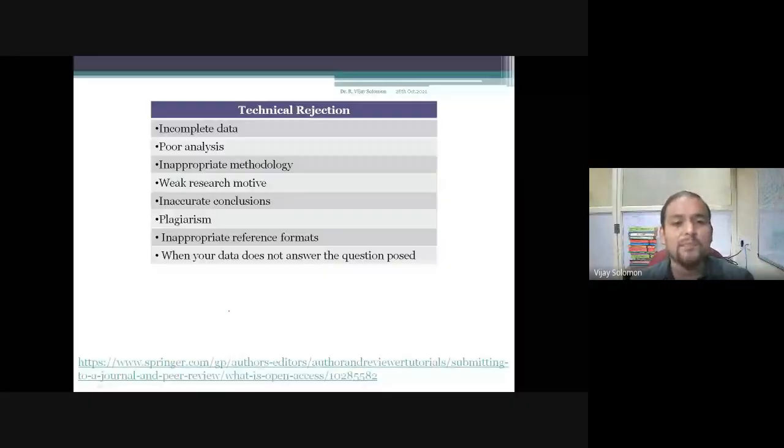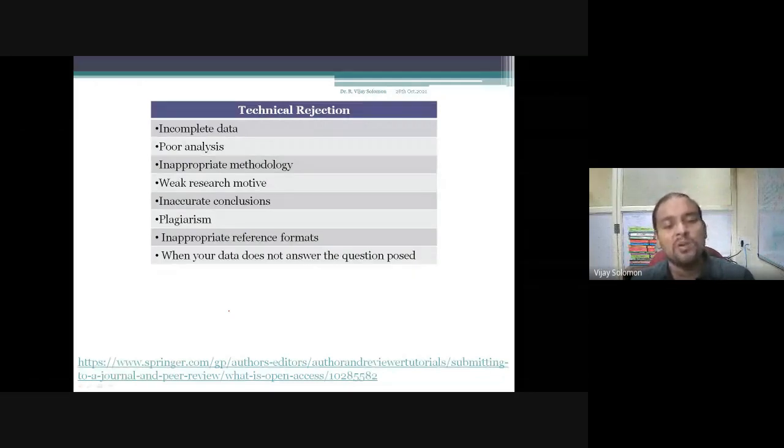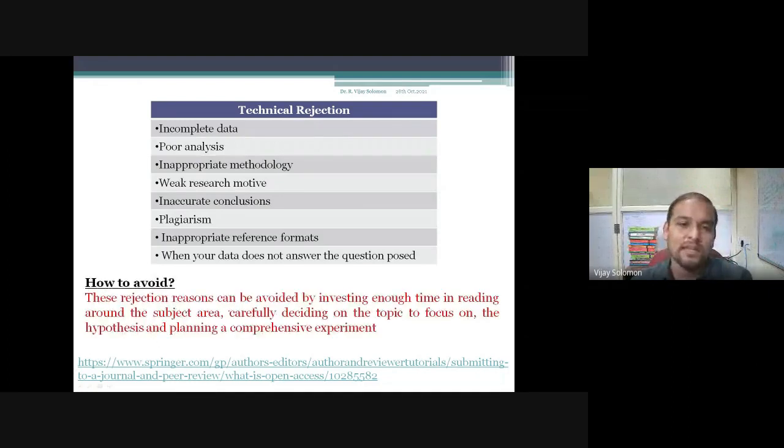Now, most often we used to have rejection. There are two types of rejection. One is technical and another one is editorial. What is technical? If you have incomplete data, poor analysis, inappropriate methodology, weak research motive, inaccurate conclusions, plagiarism, or inappropriate reference formats. When your data does not answer the questions posed, then you will have a technical rejection. People will not go into the detail of the work that you have done. Instead, they will look at the format and they will reject. Okay, how to avoid? Read the author's guidelines and strictly go through and fill in the things that are missing. Then you will not have a technical rejection.